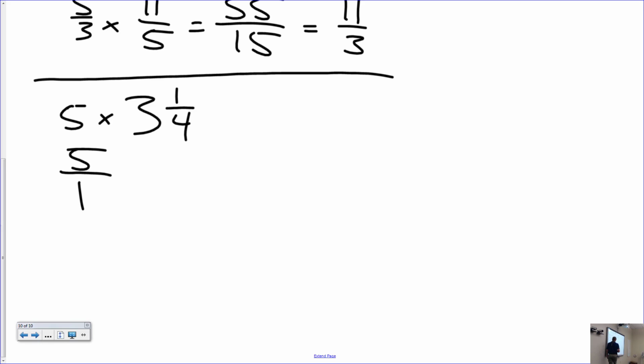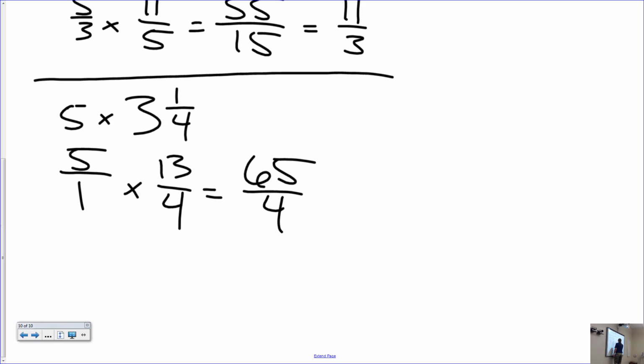5 is 5 over 1. 3 1/4 is 13/4. What's 5 times 13? 65/4. If I asked you to convert that into a mixed number, what does it become? 4 goes into 65 once. Carry a 2, 25. 4 goes into 25 6 times with a remainder of 1. Note that the answer is 16 1/4.